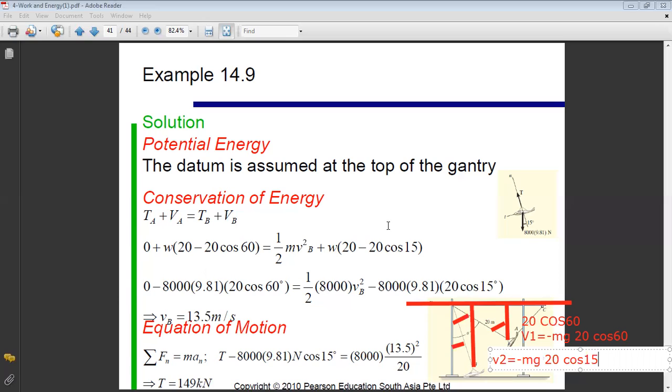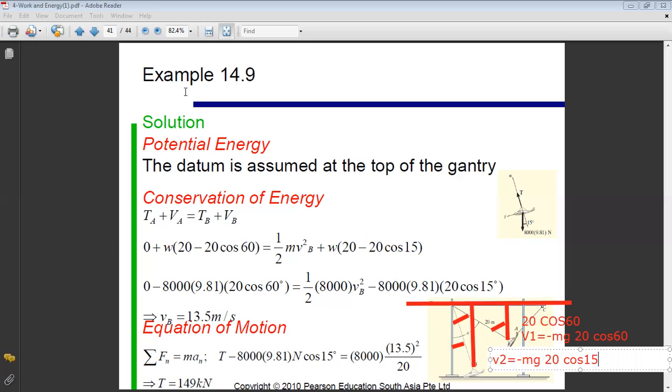So the only unknown in your equation, when you write T1 plus V1 equals T2 plus V2, will be the final velocity of the airplane, VB. So when you replace in this relation, you can get the final velocity of B. Okay? Now, they asked that for the final position, what will be the value of the tension?